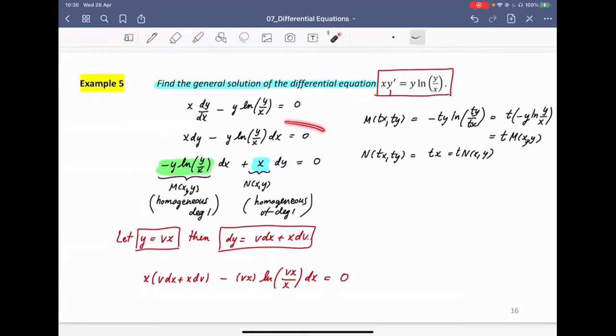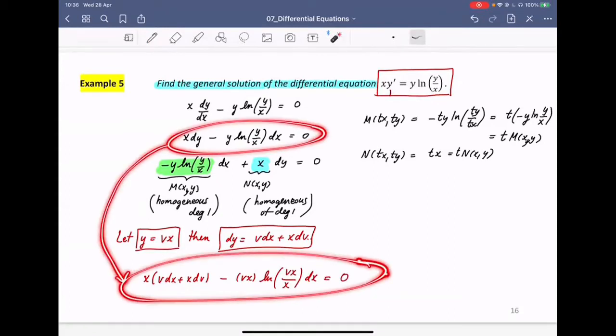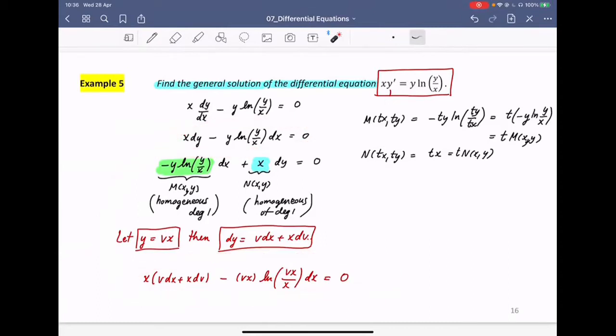This equation that I get here, one more time, I didn't do anything other than plug in y equal to vx and dy equal to v dx plus x dv. After you simplify, this equation is going to come back to a separable equation. It looks messy now, it looks terrible now, but once you simplify, it's going to be amazing. It's going to be just a separable equation.